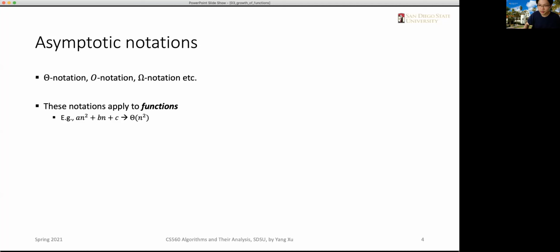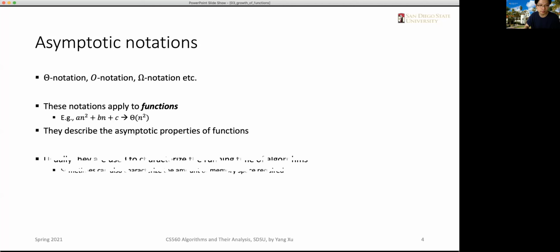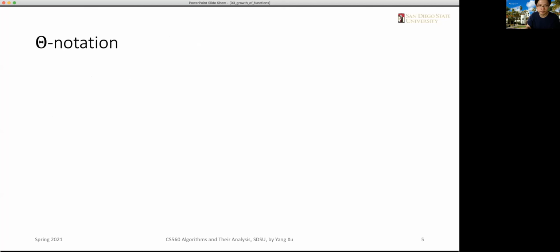So these are notations applied to functions, and they describe the asymptotic properties of functions. In this course we usually use them to describe the running time, but in practice it's also doable to use them to describe the memory costs.